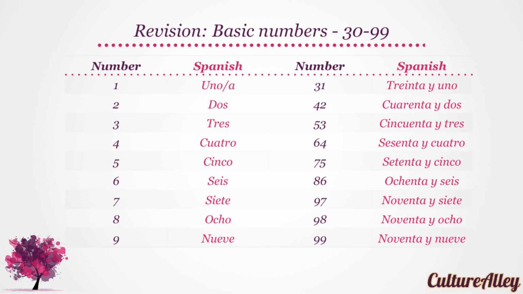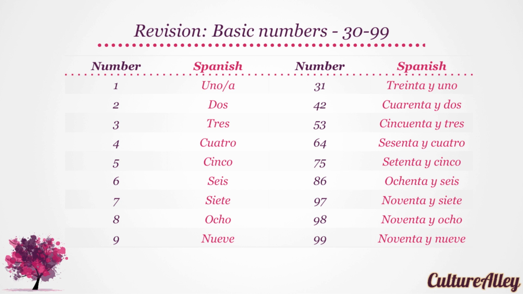Do you remember that the numbers after 30 are formed on a similar pattern? Spanish for tens plus y plus Spanish for units place. Let's have a look at some numbers. 1 is uno or una, and 31 translates to treinta y uno. 2 is dos, and 42 becomes cuarenta y dos.